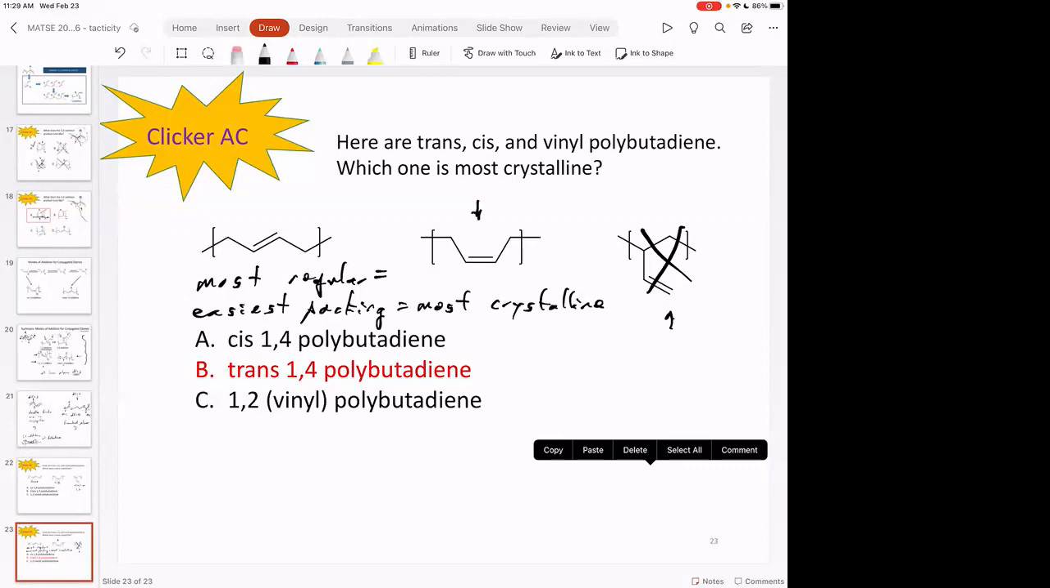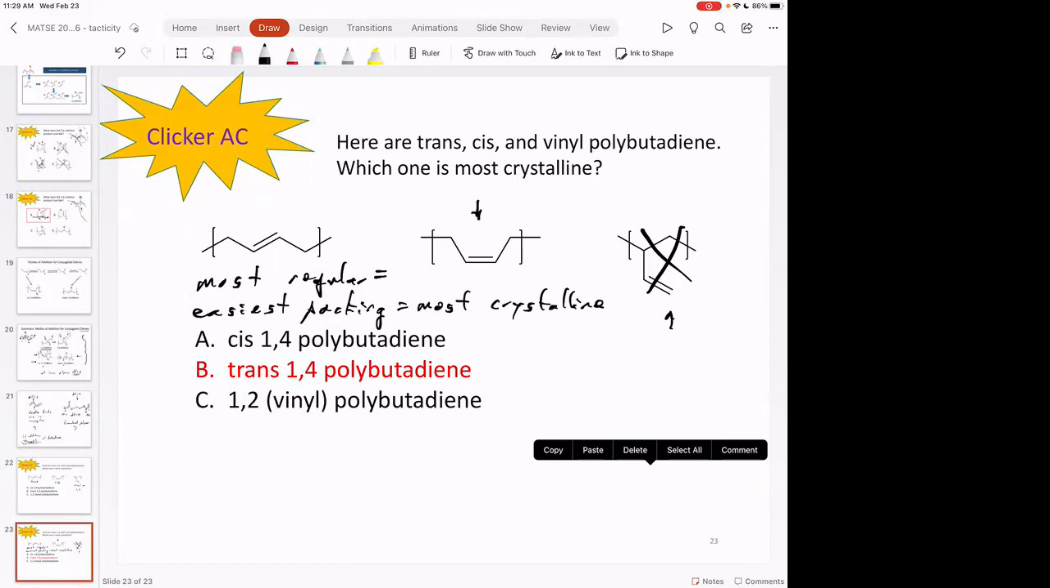I mean, I guess you could try and invent a structure where the cis, because of substituents on there, gets the right packing, but that's really hard to visualize. So in questions like this, where we're just dealing with polybutadiene, because we don't have any substituents on it other than the carbon-carbon backbone and hydrogen, it's always going to be trans, because that extended zigzag is easier to pack than something that has these little U shapes in it, like the cis.